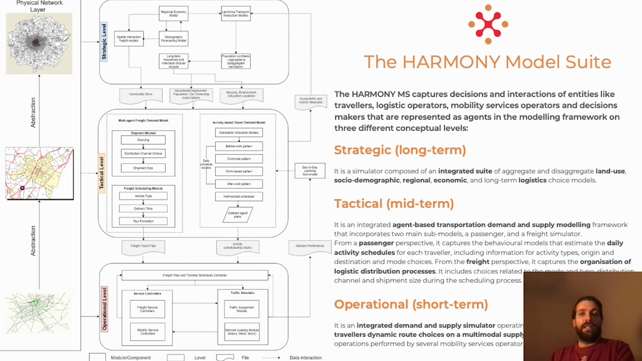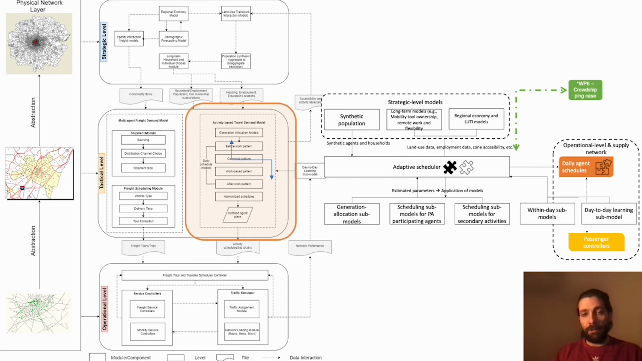Let's talk about the Harmony model suite, and more specifically the tactical, the midterm horizon of the Harmony MS, and even more specifically the passenger side of the tactical simulator, which is, as I mentioned before, an agent-based and activity-based model that models passenger demand on a daily basis. I'm not going to spend a lot of time describing this figure, but the main takeaway is that we use different inputs and outputs from the different Harmony MS modules to get data from the strategic models and output data to the operational models.